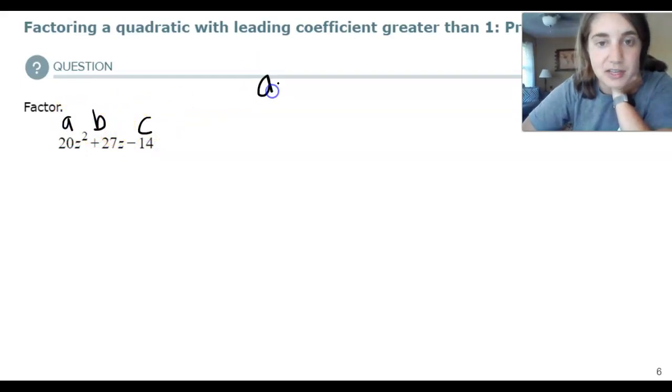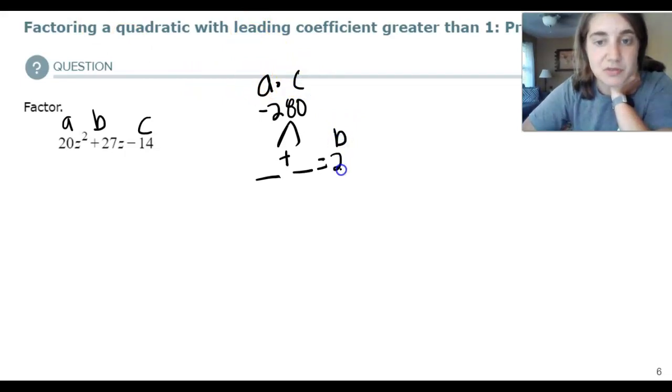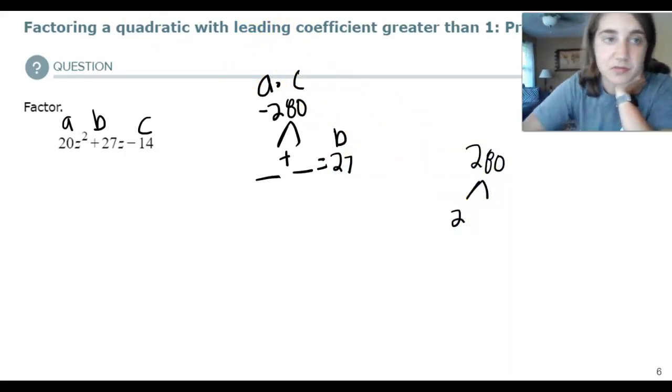So I'm going to do A times B is negative 280, multiplied, oh, not A times B. Sorry, I mean A times C, multiplied to my B of 27. So let's think of 280. We have, yeah, we may have a lot here.